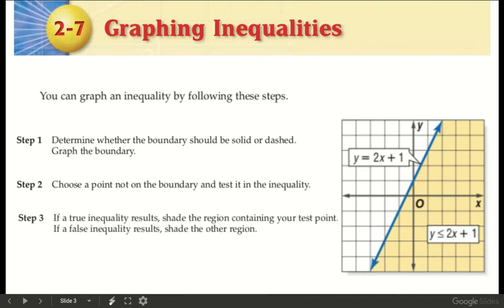Step 3, if a true inequality exists, then you would shade that region that contains that test point. If it's false, then you would shade the other region, because all the shaded area is just showing where your solutions occur.